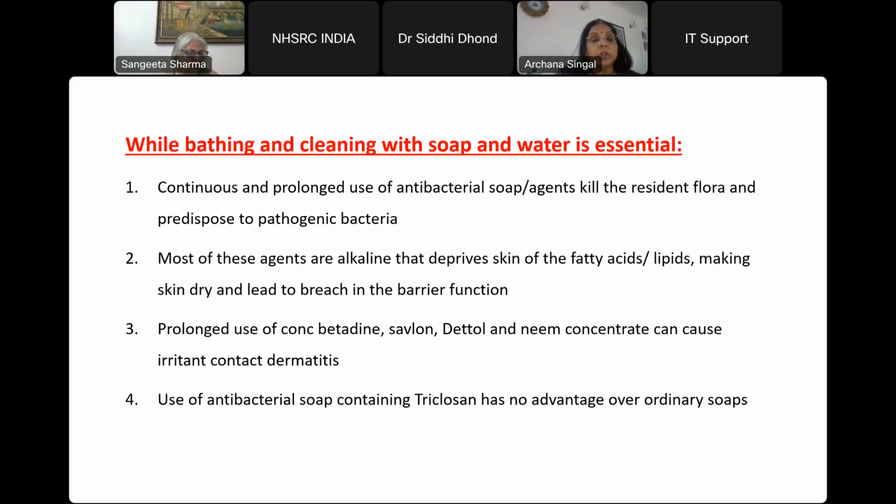It is also seen that these fancy soaps, which are called antibacterial soaps, which contain triclosan, are very expensive. One bar will cost you around 250 to 500 rupees. But it has been shown in numerous studies that it has no advantage over an ordinary soap, right? So it is essential to use soap for cleaning, but it is not good to use antibacterial soaps or antibiotics on the body for a prolonged time. Next, please.